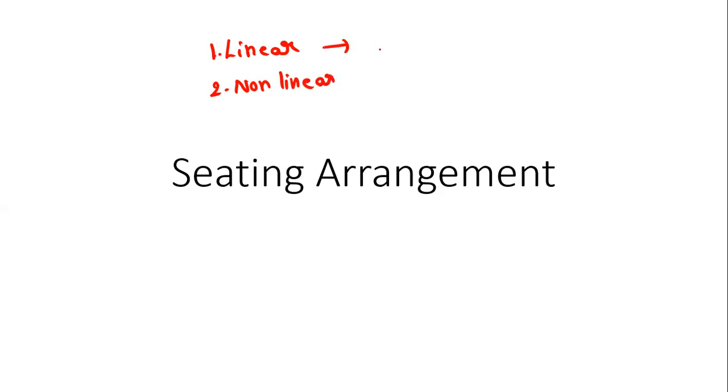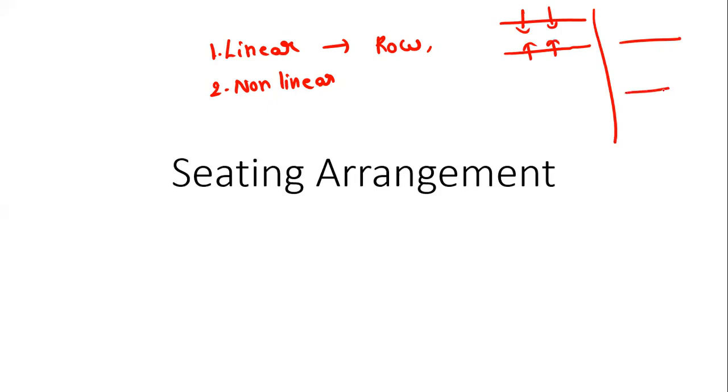So linear seating arrangement is nothing but row type of seating arrangement. So row type or otherwise column type, like two rows are there. People sat in two rows facing each other like this. Or otherwise rows are there and people are facing in the opposite direction, where one or the other person can be facing in the opposite direction.